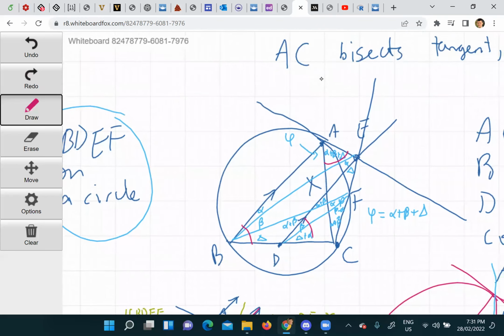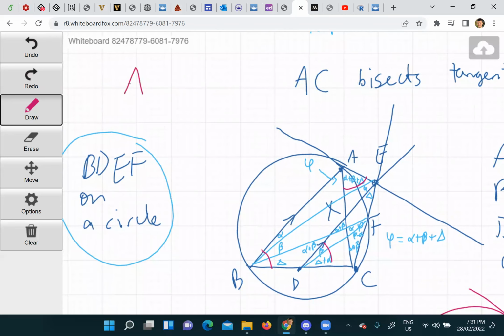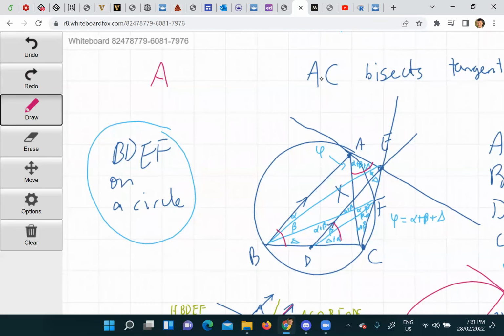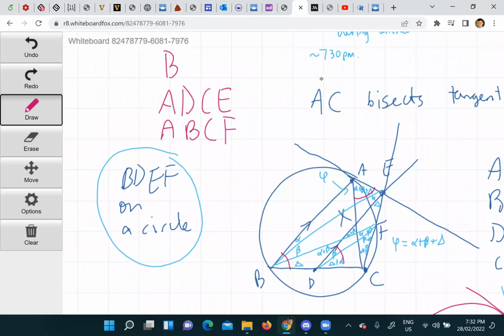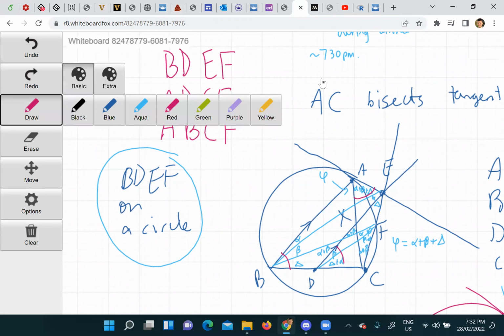So we have ADCE cyclic. We have ABCF is cyclic. And we also have BDEF is cyclic. That makes sense? So we got 3 circles.